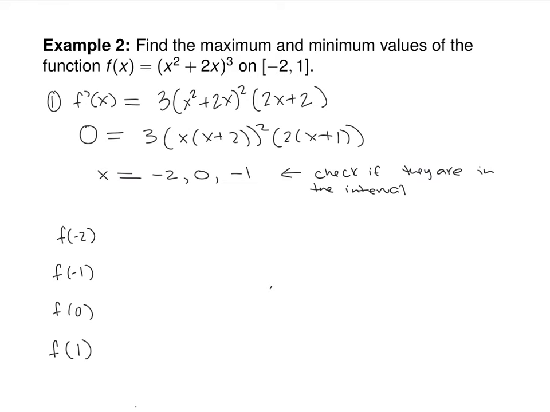And you plug them into the original, because if you plug them into the derivative, what are you going to get for all of them? All but one, actually. You're going to get 0 for all, because that's where the derivative is 0, right? Okay, so when you plug in -2, you get 4 minus 4 cubed. I think you get 0 for that one.